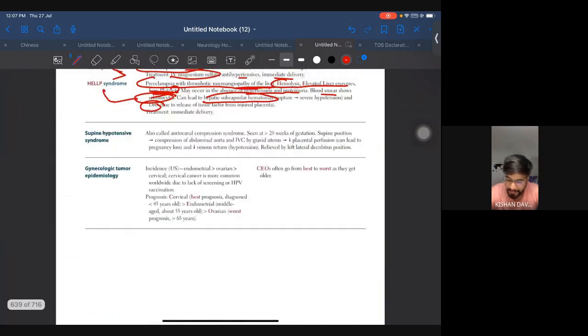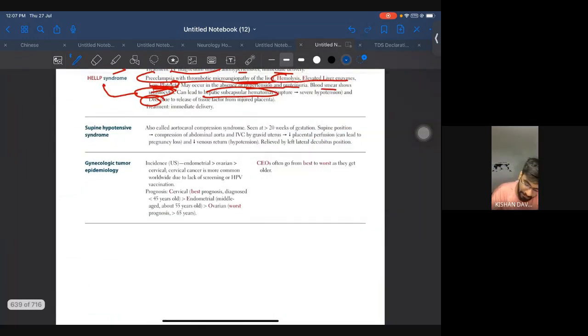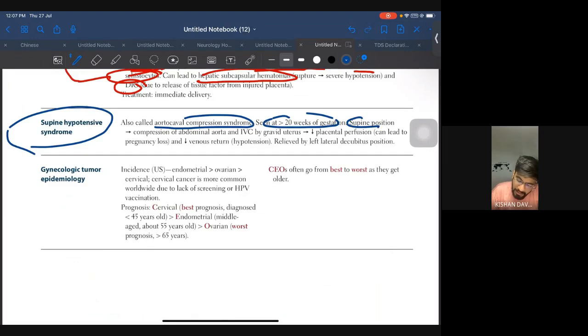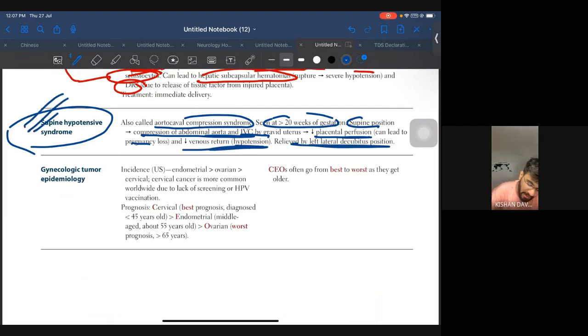Another important point: while studying about hypertension, you have to remember supine hypertensive syndrome, also called aortocaval compression syndrome, seen at greater than 20 weeks of gestation. So supine position causes compression of abdominal aorta and IVC. So decrease in placental perfusion can lead to pregnancy loss and decrease in venous return. Relieved by left lateral decubitus position. Very, very important. Both UWorld and NBME have asked this.